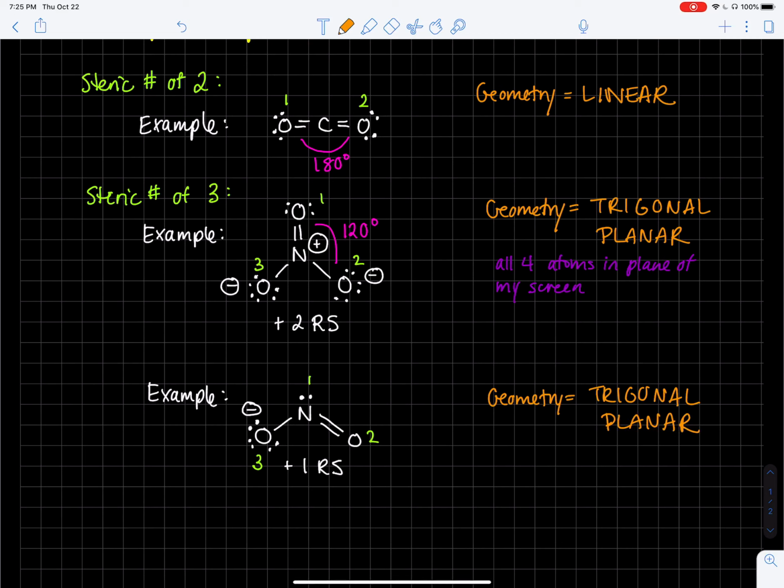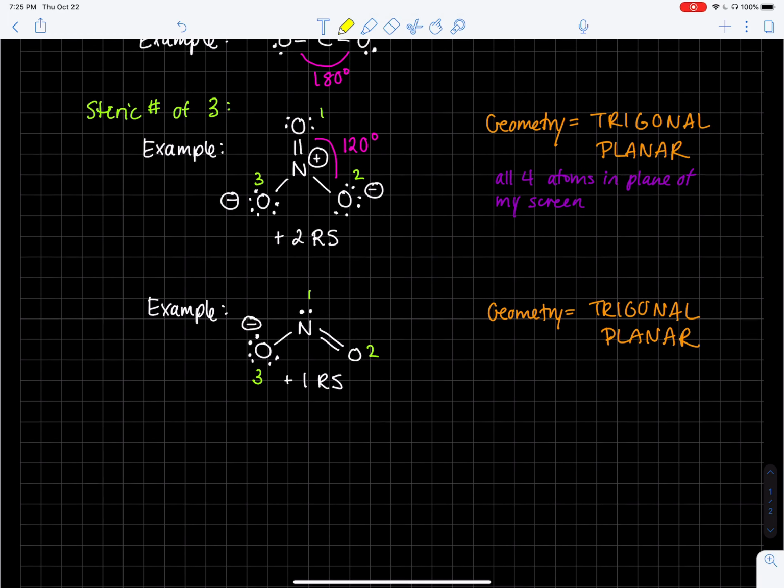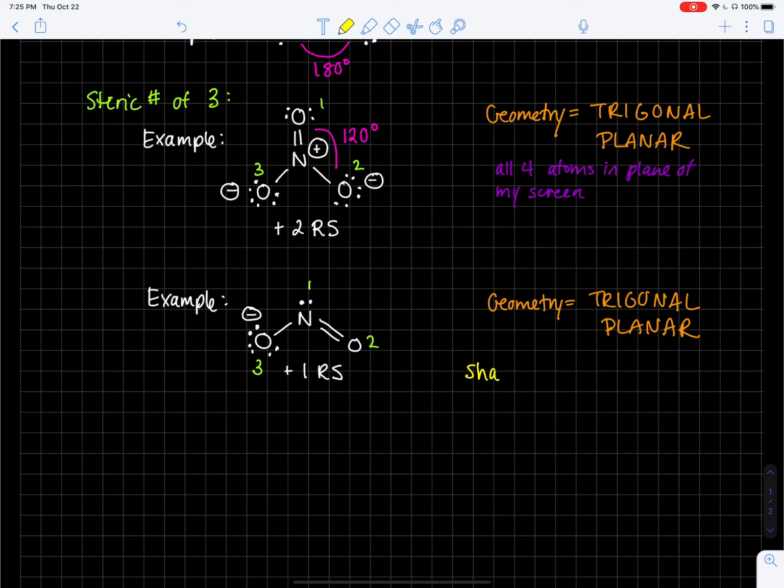However, the shape of this molecule, when we define the shape of the molecule, we do it, I'll use yellow, a color I haven't used yet. So the shape of the molecule is defined by the atoms only. So the lone pair is critical because it gives nitrogen a steric number of 3 in this molecule, NO2 minus. It makes the geometry trigonal planar, but when we go to name the shape of the molecule, we just look at those 3 atoms.